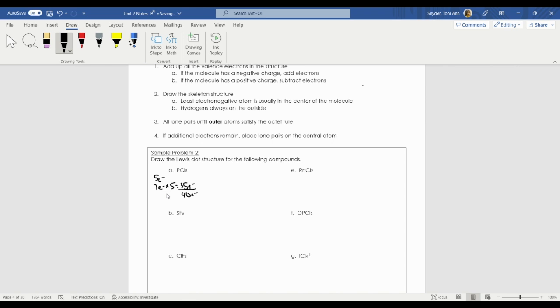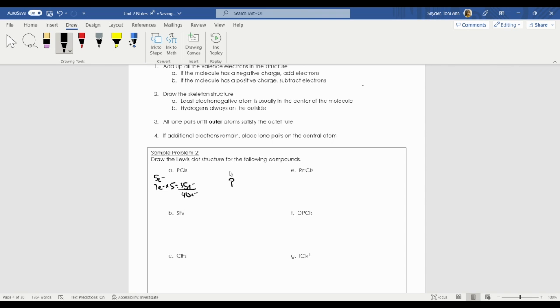So this particular compound doesn't have a positive or a negative charge, so I can skip A and B up here. Number 2 says draw the skeleton structure. Your least electronegative atom is usually in the center of the molecule. So least electronegative happens to be phosphorus. And I am going to connect all of my chlorines to this phosphorus right here in the middle.